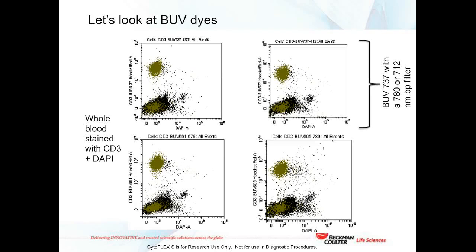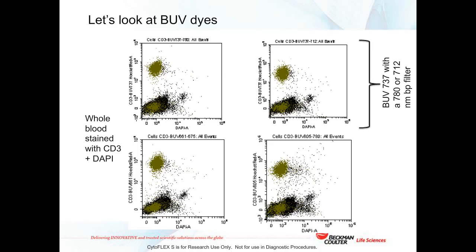Now let's talk about the near UV 375 nanometer laser option available on the CytoFLEX S. Using the near UV laser allows you to excite brilliant ultraviolet reagents without incurring the cost of a true UV laser. In this example, you can see whole blood stained with DAPI and CD3. The CD3 is labeled with brilliant violet 737 and Hoechst dye.